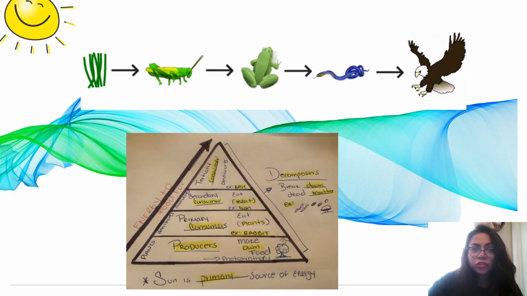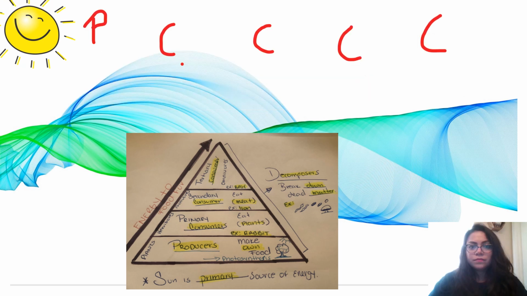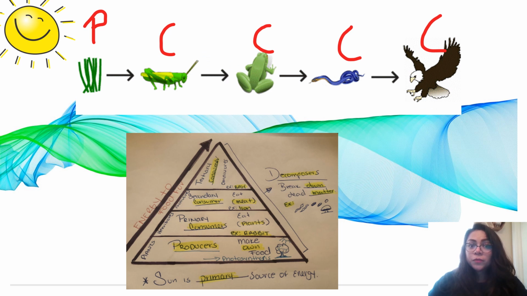Here's an example of a food chain. I see that the sun is at the beginning of my food chain because it is the primary source of energy. The energy of the sun then goes to the producers. The energy of the producer then goes to the grasshopper, which is a consumer. The energy of the consumer goes to the frog, which is a consumer as well. The energy of this consumer goes to the snake. The energy of the snake goes to the eagle.